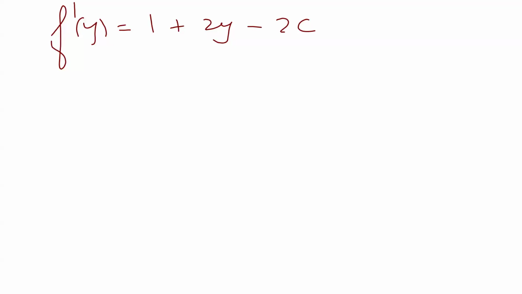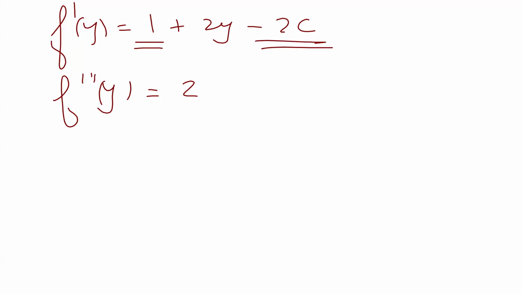Okay, so this is f dash y, f double dash y. So this will be 2, because derivative of 1 is 0, derivative of minus 2c is 0. Fine.